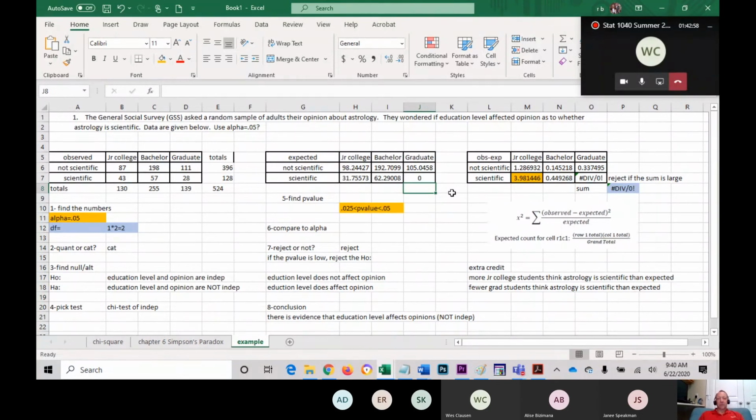So let me ask you this question. What if I had, here, I'll put these back the way it was. What if I had a 4 here? Would that be a problem?